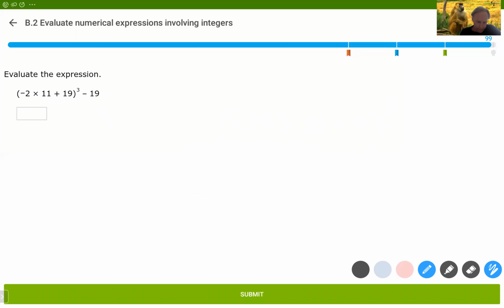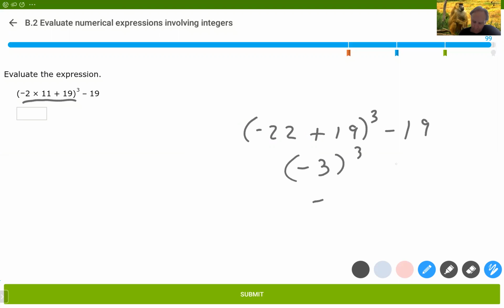We've got a cubic. I've got a multiplication here. That is negative 22 plus 19 cubed minus 19. This is negative 3 cubed, which is minus 19. It's negative 27 minus 19. And we're adding negatives together here. If you like, you can think of this as plus a negative 19, which makes more sense to me. And when you add those together, you get negative 46, and you're done.